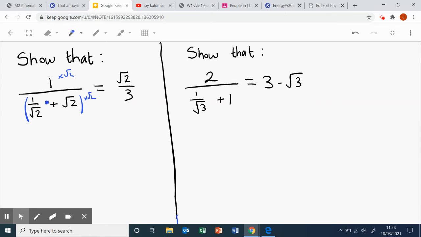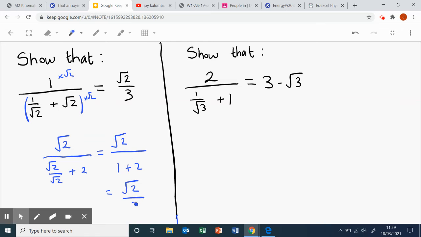times the square root of 2, the top part becomes root 2, because root 2 times 1 is just root 2. Anything times 1 is itself. Over, then we have root 2 multiplied by 1 over root 2, which is root 2 over root 2, plus root 2 times root 2, which is 2. So that becomes root 2 over root 2, and anything divided by itself is 1, so 1 plus 2. And then that's going to give us root 2 over 3.